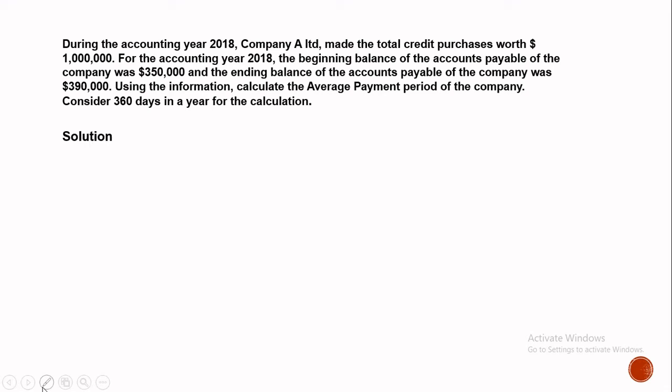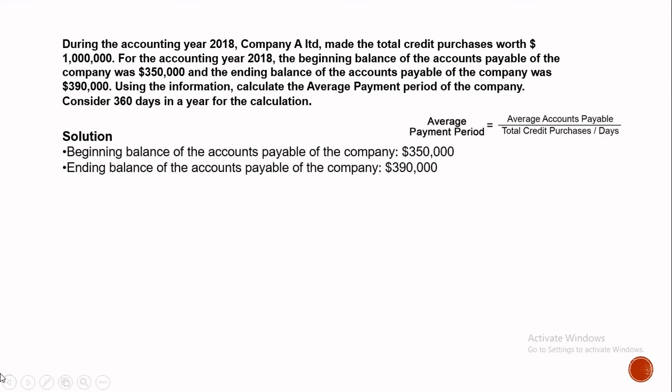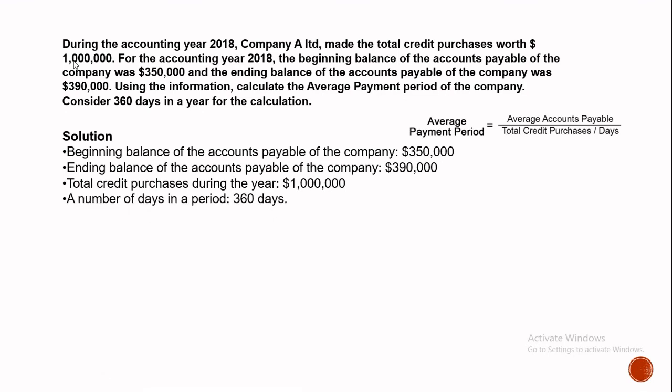Let's solve the math. You can see the formula at the right corner. The beginning balance of the accounts payable of the company is 350,000 and the ending balance is 390,000. With these amounts, we have to find out the average accounts payable. Again, the total credit purchases during this year is 10 lakh, or 1 million, as you can see in the math. The number of days is given as 360. So we have to find out average accounts payable first. How are we going to do that? Beginning balance plus ending balance, that means 350,000 plus 390,000 divided by 2. According to the formula, we get 370,000.